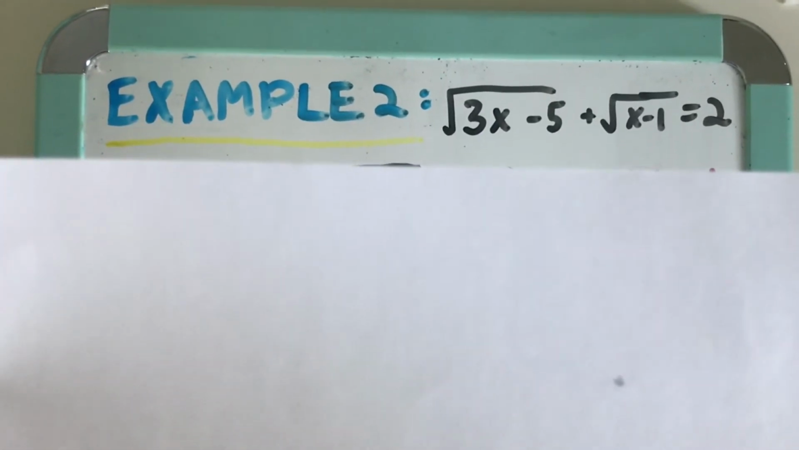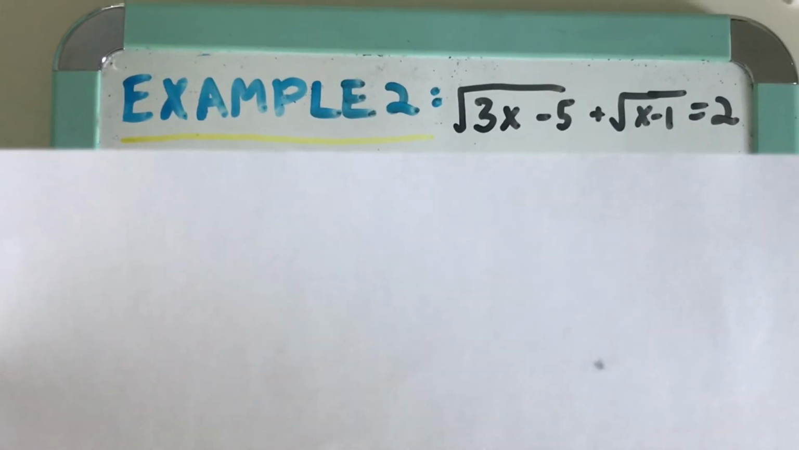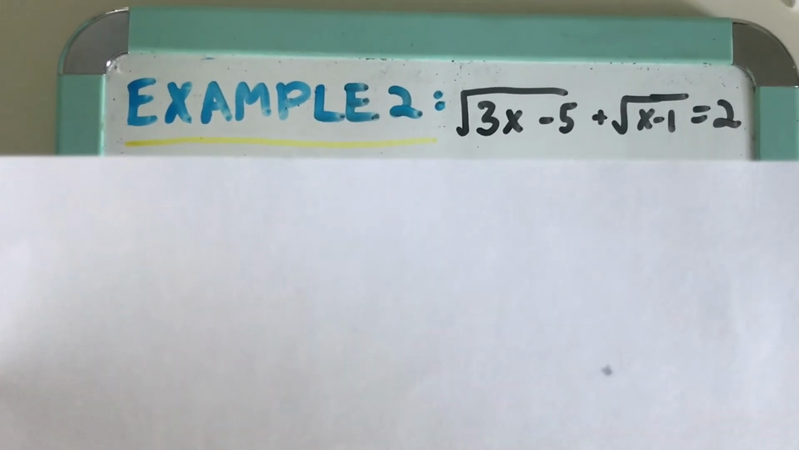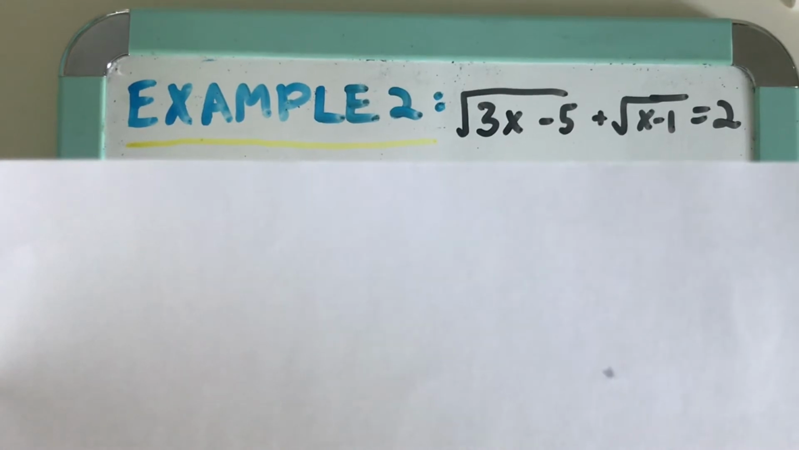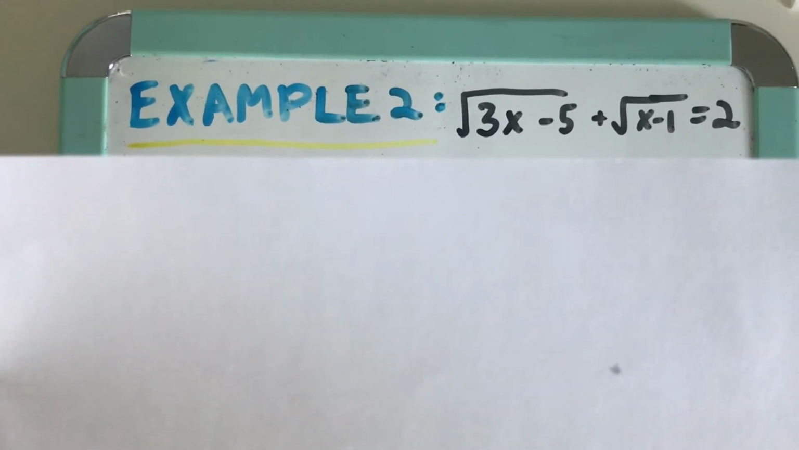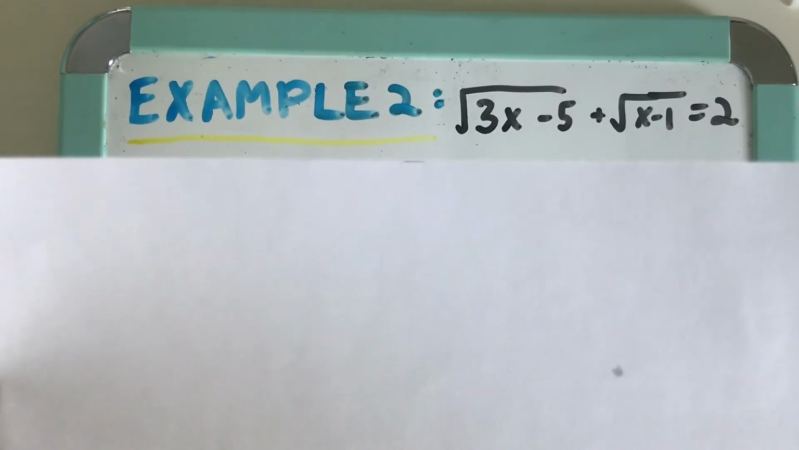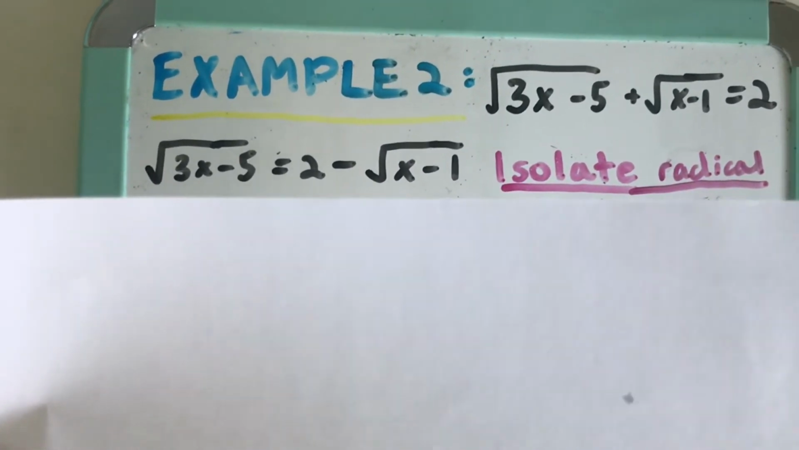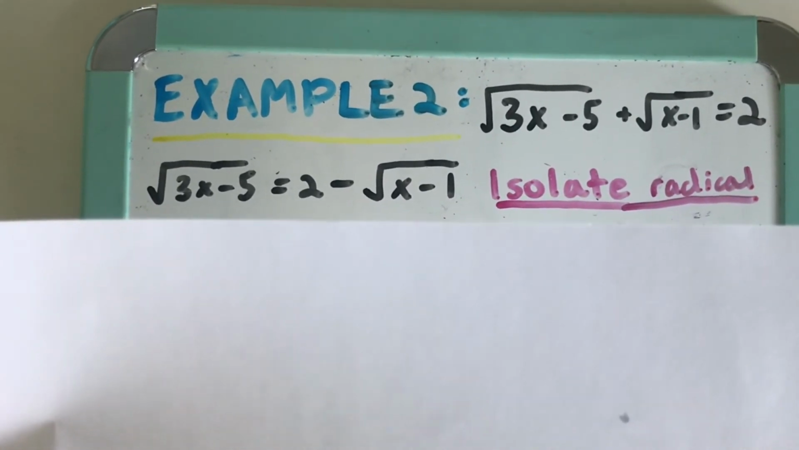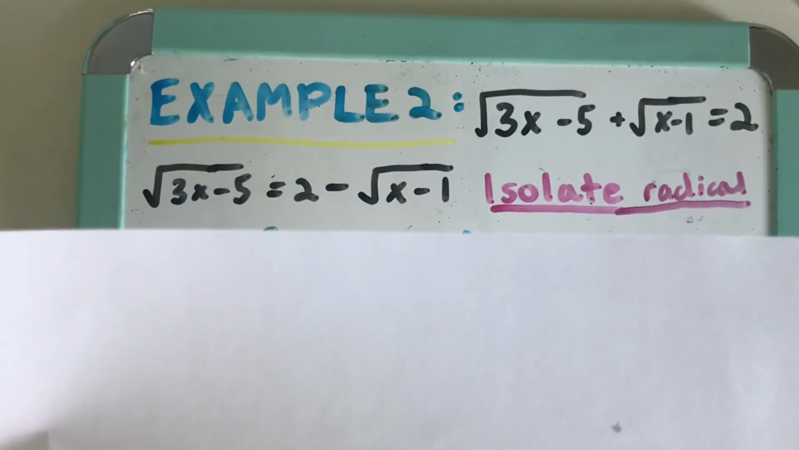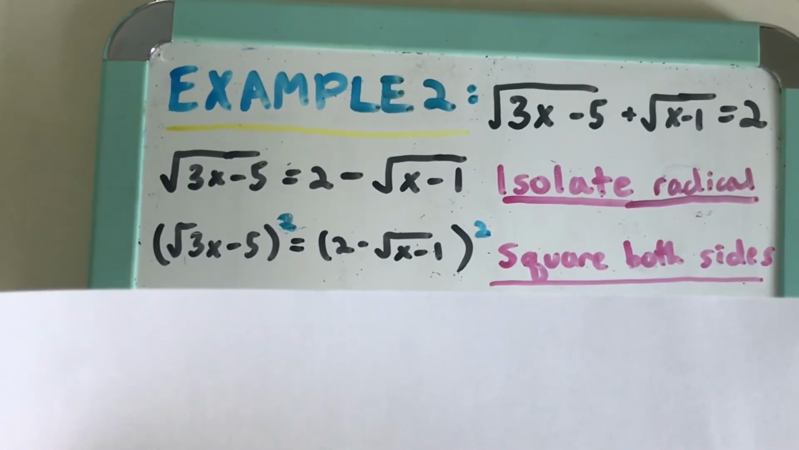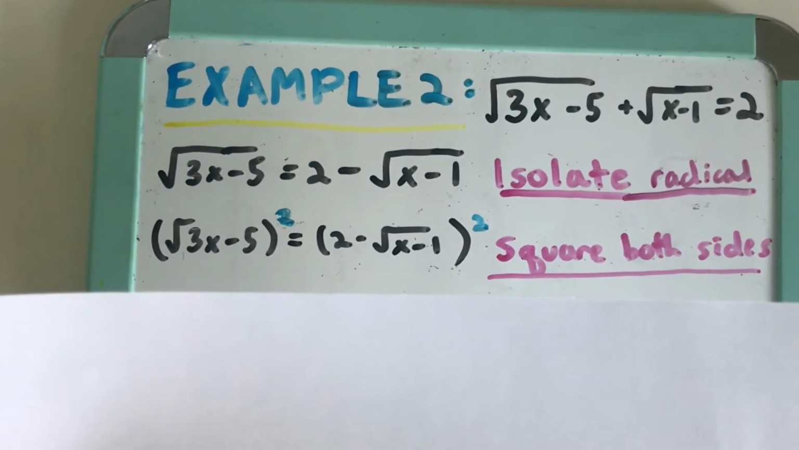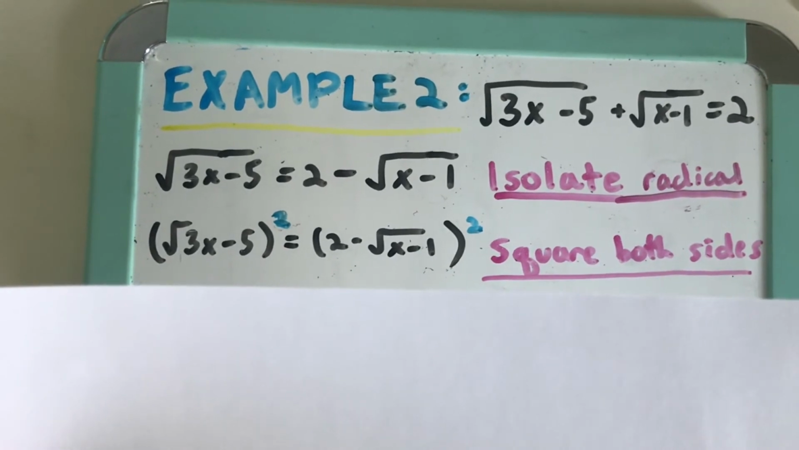Let's move to example 2. Now, this one is a bit harder because instead of just having one radical, it has 2. So there's going to be more steps to solve this, but the basic steps are still the same. Let's go through this one together. So, step 1. Isolate radical. Subtract the radical x minus 1 from both sides, just like we did in the last one. Next, again, you're going to square both sides to try to get rid of those radicals.